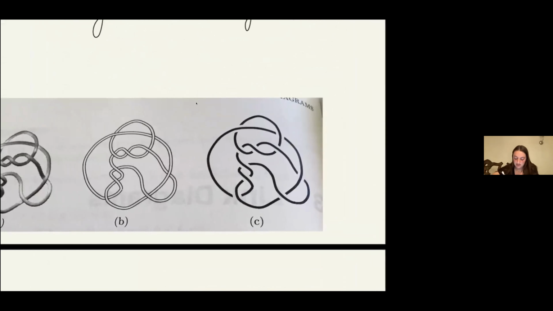So a strand is just you start at one undercrossing and then go to the adjacent one. So that's one strand. Here's another one, just so you can get an example. So the double point would be where these two strands would intersect.